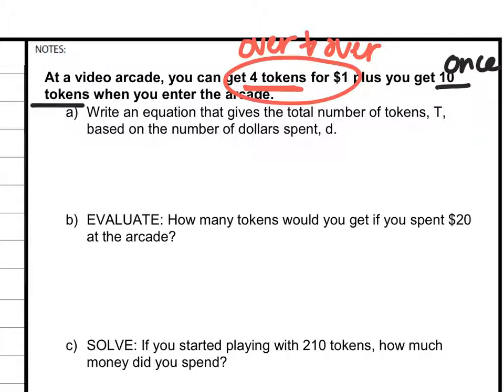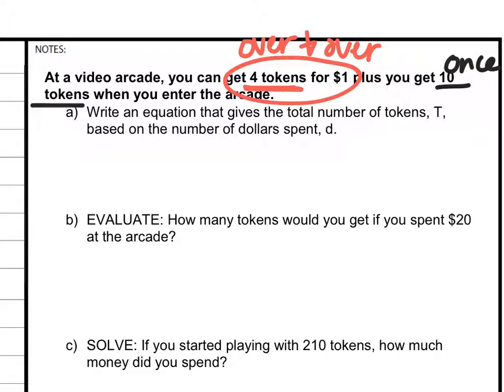Okay, write an equation that gives the total number of tokens T, total, T, based on the number of dollars spent, D. Let's just start by writing the expression without the equal sign. Which one gets the variable? Xavion, which one gets the variable, the 4 or the 10? The 4, because it's happening over and over.